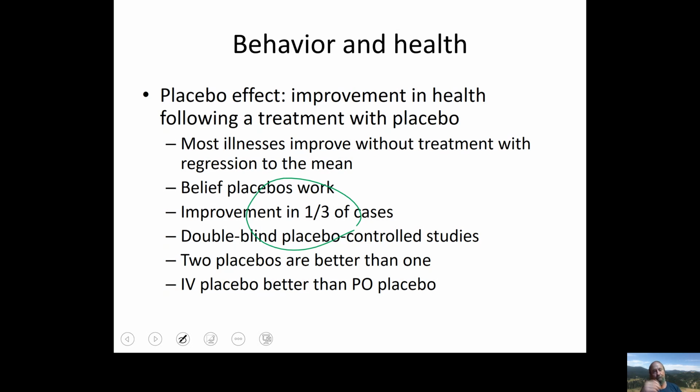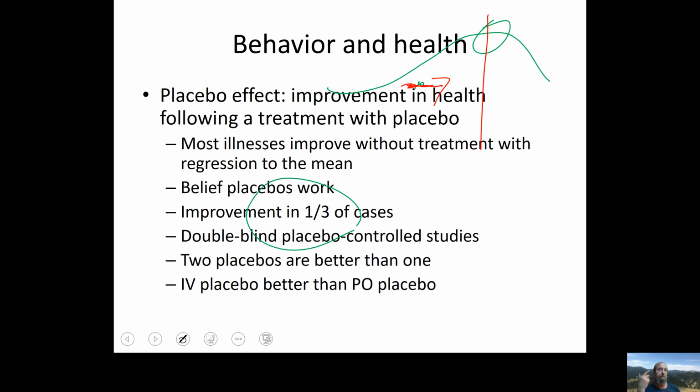Most illnesses improve without treatment. There's an idea of regression to the mean. Okay, so here's the mean. If you're sick out here, better get a different color for being sick out there. Here, the next time they measure you, just statistically, you're more likely to go to average. So that's what that means. It's just sort of regression to the mean.